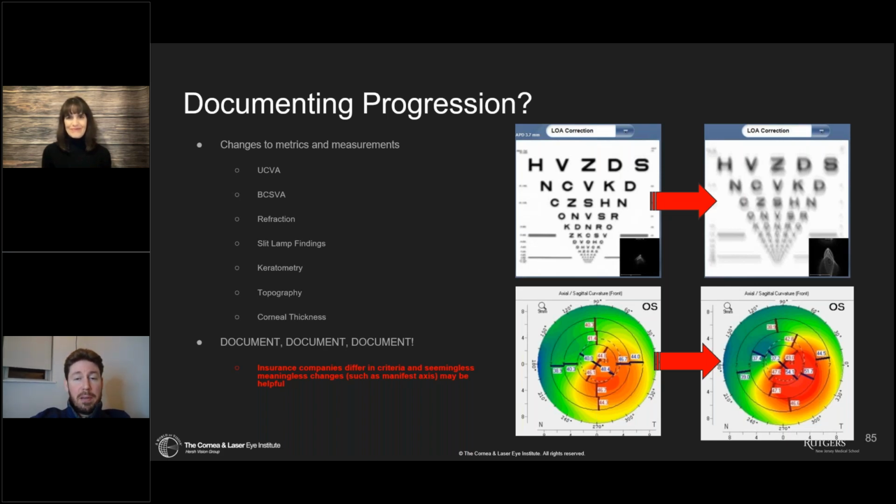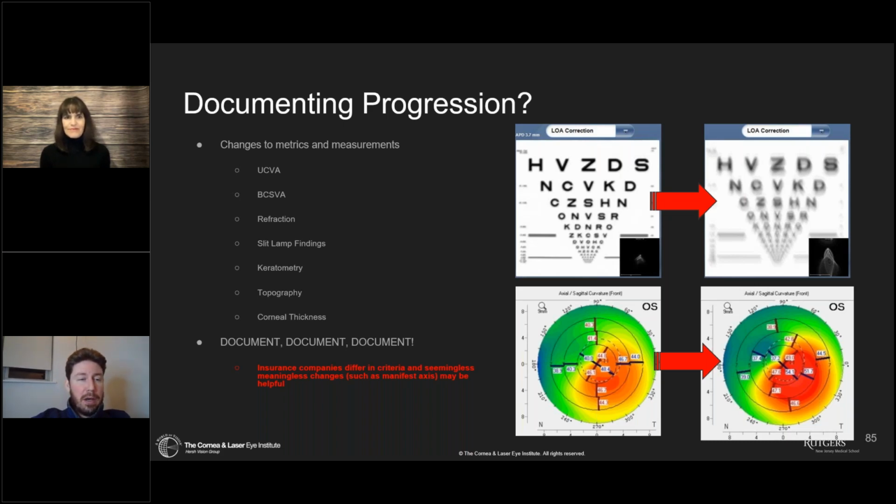When we look at documenting the metrics here, there's a variety of different things that can be used, and the criteria changes from insurance company to insurance company to qualify an individual as progression. In some individuals, that's as little as a change in axis of 10 degrees. So it seems somewhat arbitrary because we know in keratoconic individuals, we could do 2 refractions back to back and get a variation of 10 degrees. But that's good for your patients.